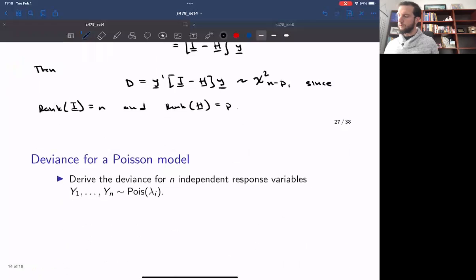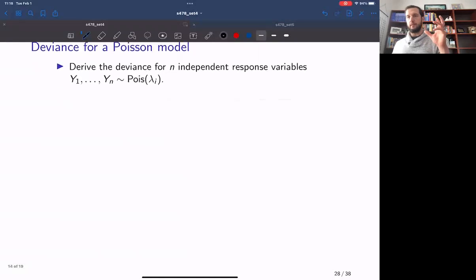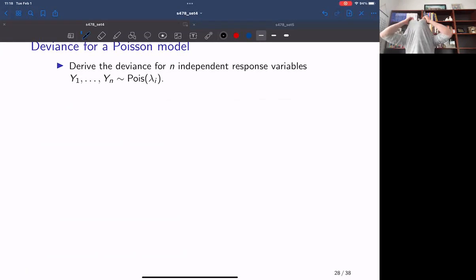Okay, so now what we'll do is look at a similar derivation for the deviance of the Poisson model. We're going to derive the deviance expression here, and then look at an empirical example where we utilize this value. The starting point is the same as the derivations of the deviances for the other distributions that we have studied so far.